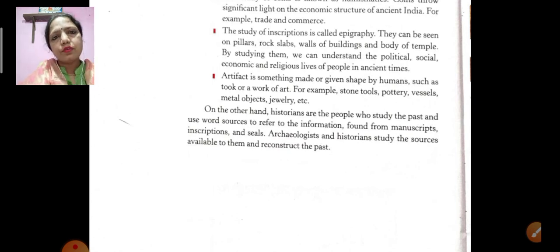These are the sources of history. There are two sources of history: literary sources and archaeological sources. This is whatever I read in this chapter, so now we have completed this chapter.